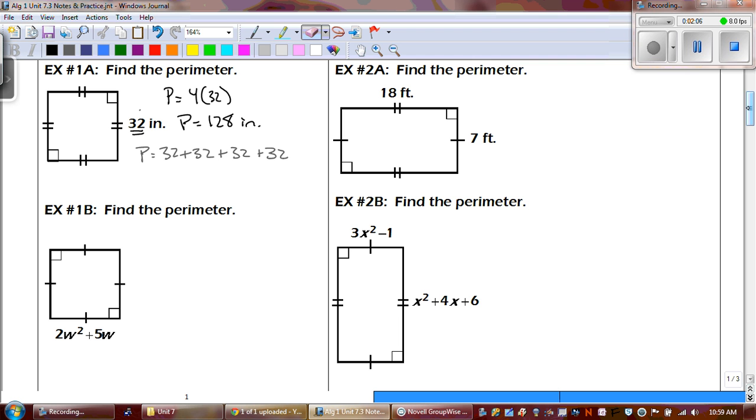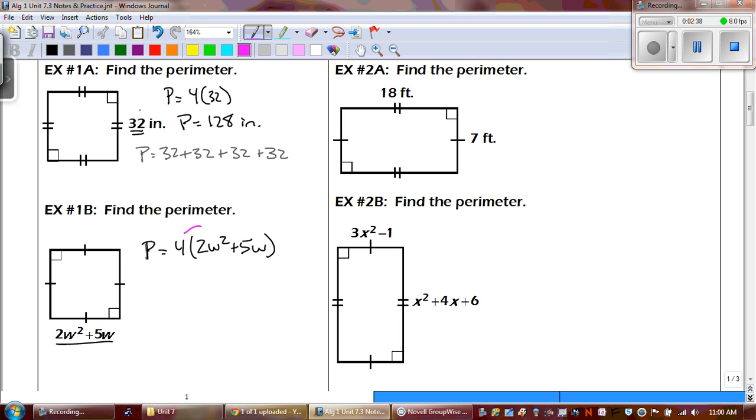But what happens if it looks like that for 1b? Ugh. I don't want to do that. It's a quadratic binomial. That looks gross. Well, we're going to do the same thing. So perimeter equals 4 times whatever this is. So our binomial was 2w squared plus 5w.